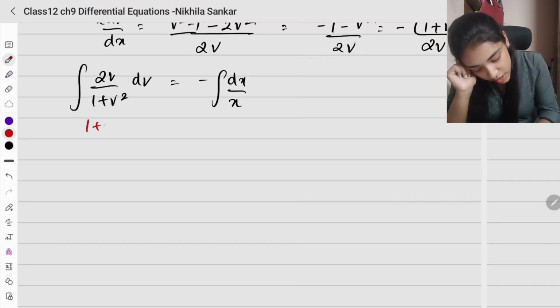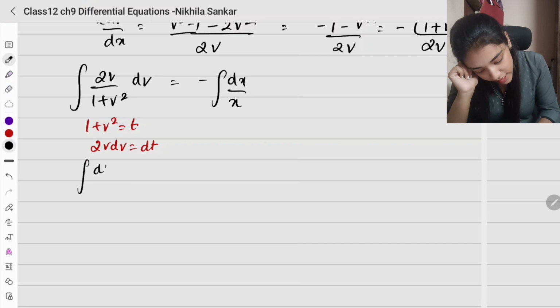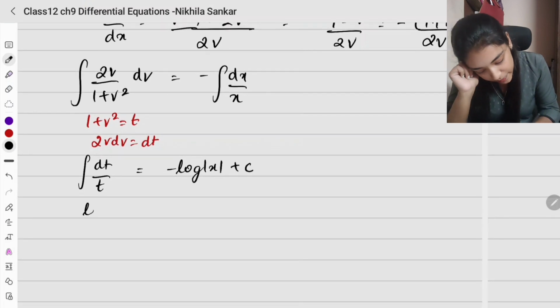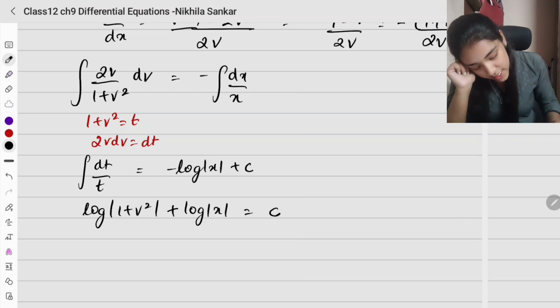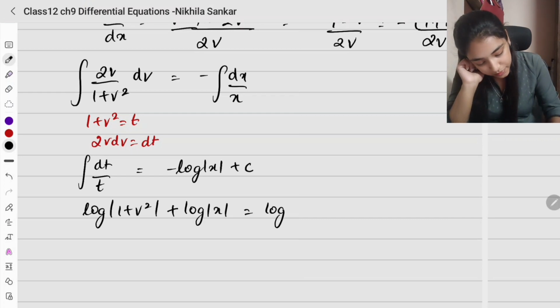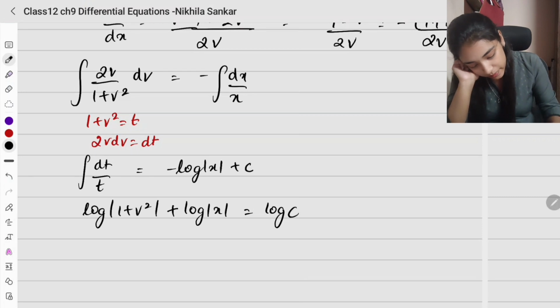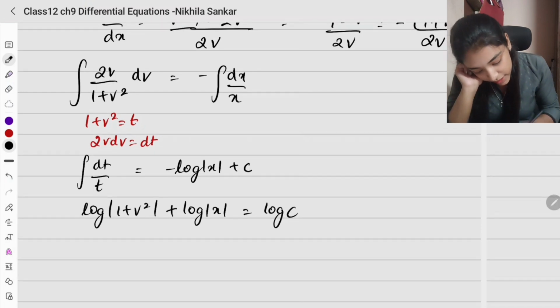Now substitution method: 1 plus v square equals t, 2v dv equals dt. Correct? Putting this, integral dt divided by t equals minus log mod x plus c. What is on this side? log mod t, which is 1 plus v square, plus, bringing this side, log x equals c. Or shall we take it as log c? Log c, sorry. Now I am going to substitute for v.